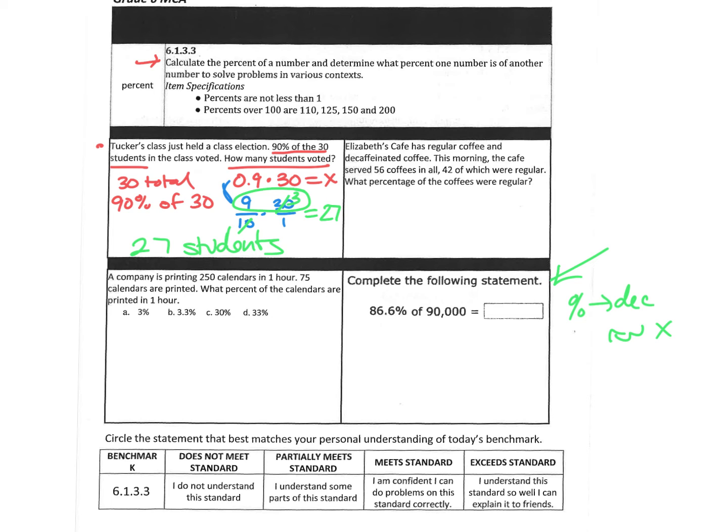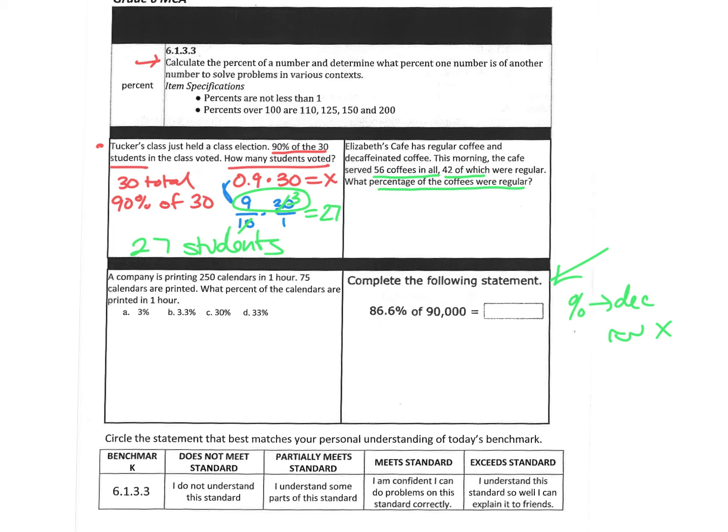On this one, Elizabeth's Cafe has regular coffee and decaffeinated coffee. This morning, the cafe served 56 coffees in all. Sounds like a total. 42 of which, of the total, were regular. What percent of the coffees were regular?